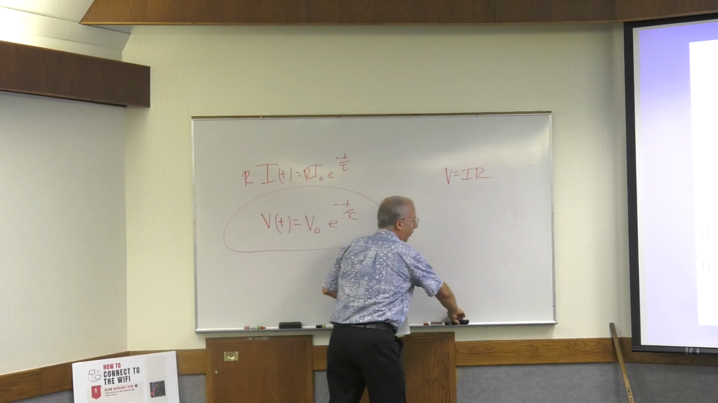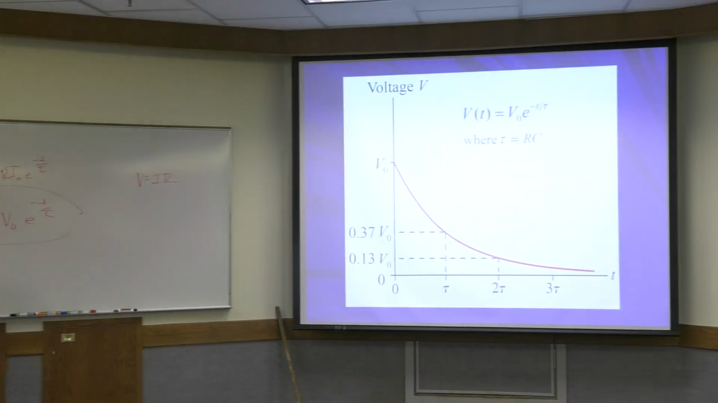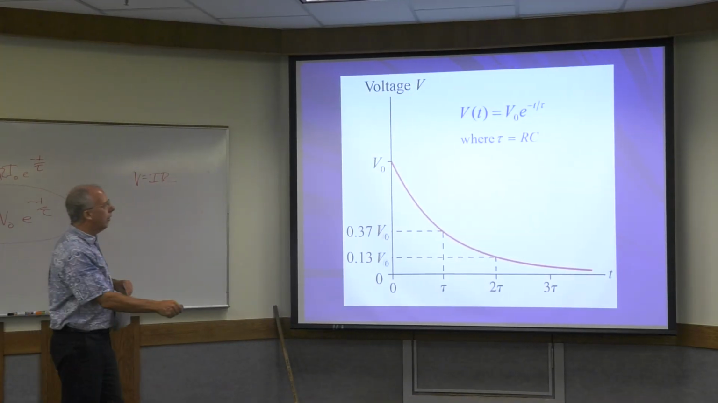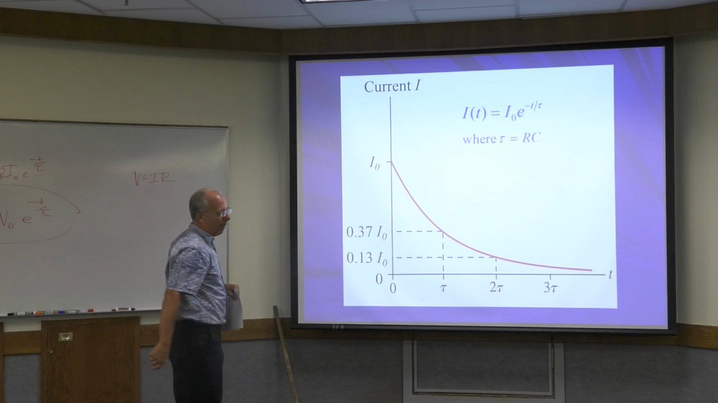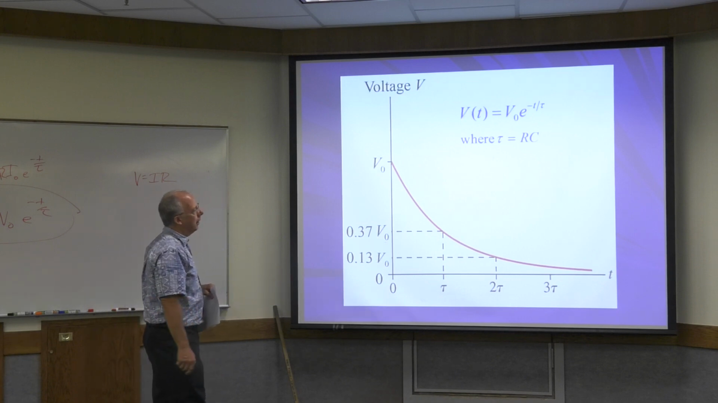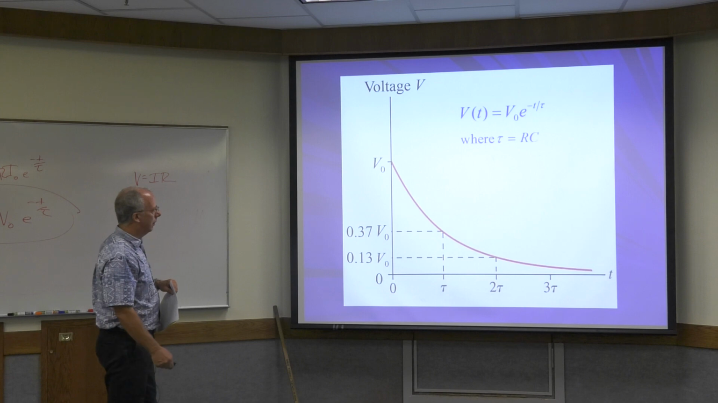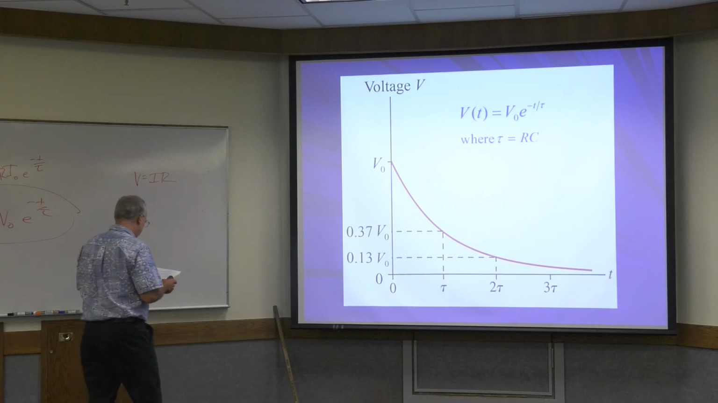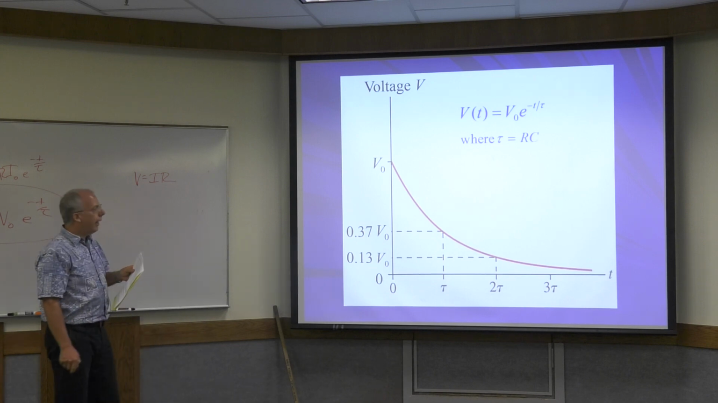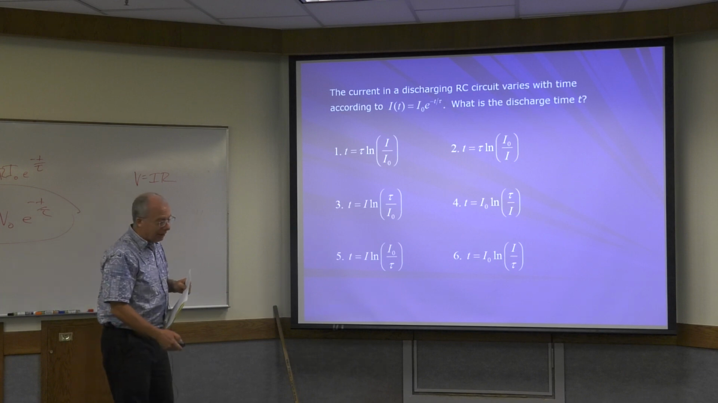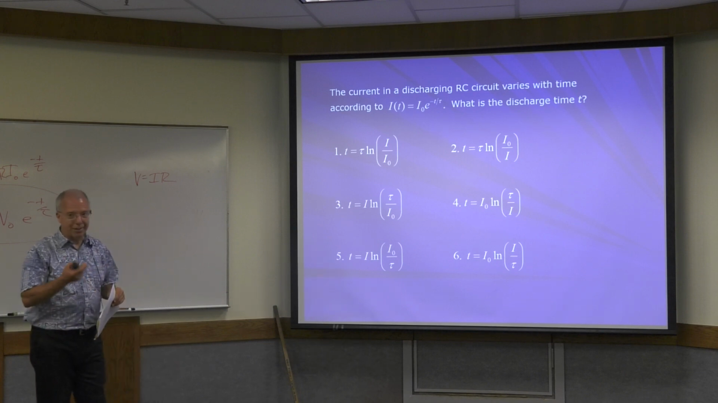So that works out really well, doesn't it? The voltage and the current have the same mathematical shape. They're all e to the minus t over tau. All right, so that's nice. You have to know your algebra to do these kinds of things.